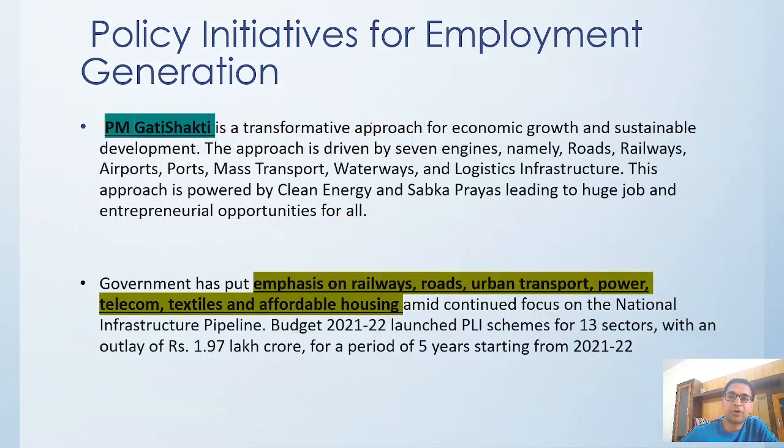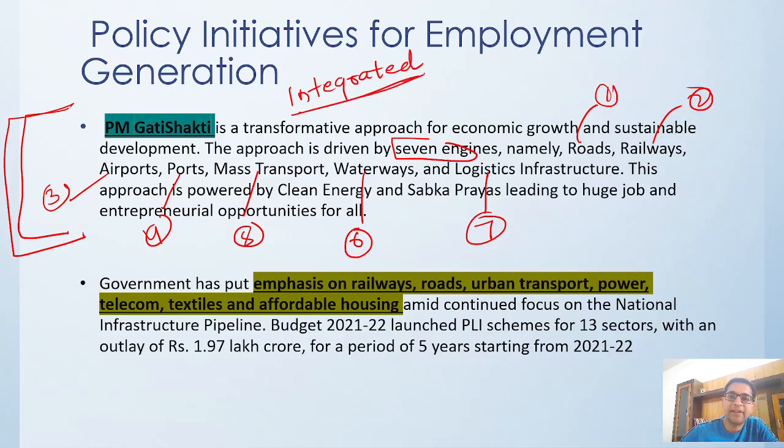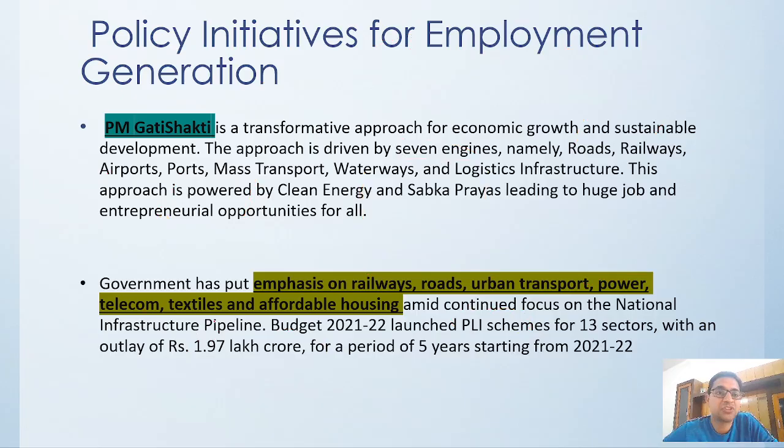Then the PM Gati Shakti project. There are 7 engines: road, railway, airport, ports, mass transport, waterways, and logistic infrastructure. All are being developed in an integrated way so that they provide multimodal connectivity. Focus is on railway, road, urban transport, power sector. So in the budget, a special PLI scheme for those. 1.97 lakh crore rupees of the budget is being spent especially on the infrastructure side.